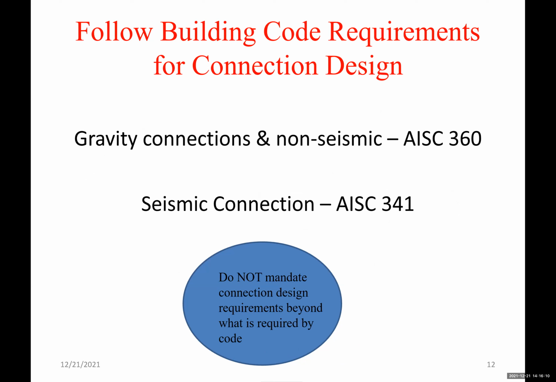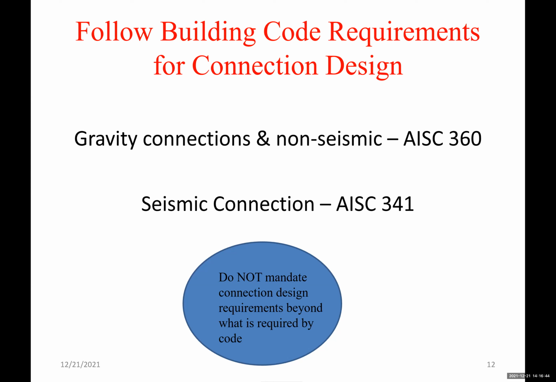Follow building code requirements for connection design. So gravity connections and non-seismic are designed per AISC 360. Seismic connections are designed per AISC 341. So it's very important to specify that, because if we are using seismic connections, there are more requirements for the connection design. It depends, of course, on the system as shown in AISC 341.